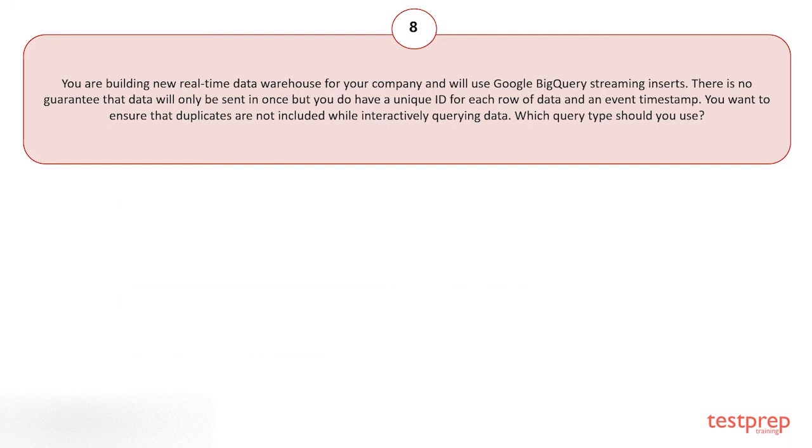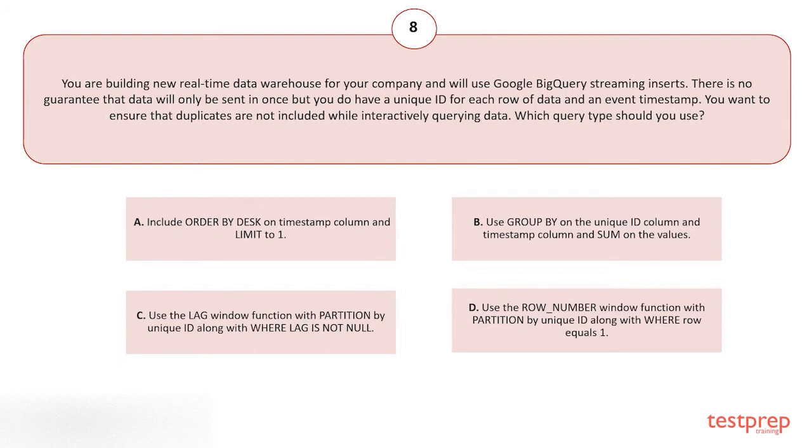Your options are A. Include order by desc on timestamp column and limit to 1. B. Use group by on the unique ID column and timestamp column, and sum on the values. C. Use the lag window function with partition by unique ID, along with where lag is not null. D. Use the row number window function with partition by unique ID, along with where row equals 1. The correct answer is option D.